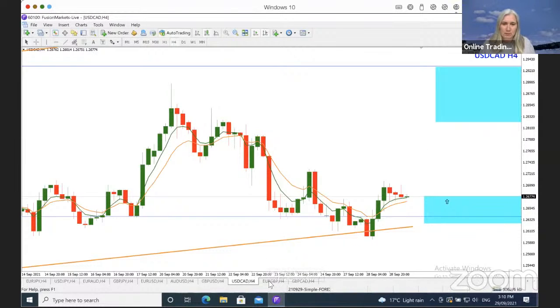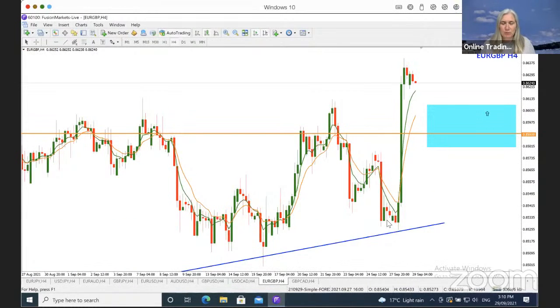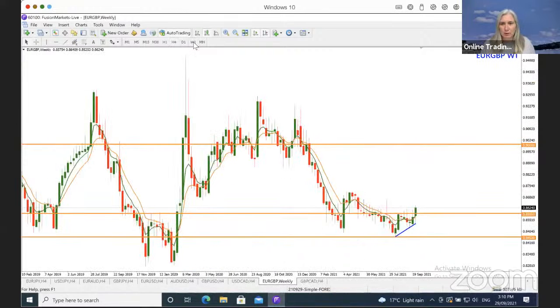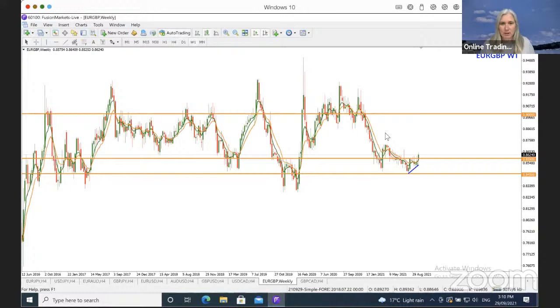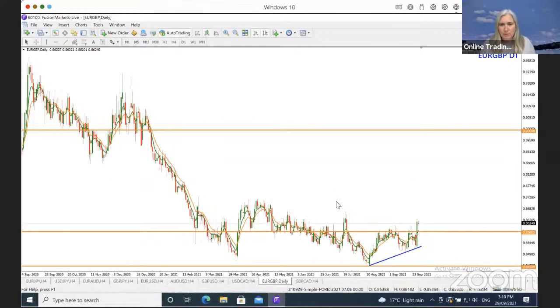Next currency pair I'm looking at is Euro GBP, and Euro GBP I'm looking for long. This is also in a bit of a ranging market. It has come all the way to the bottom here, so looking for a reversal. At the moment, we had a reversal of the bottom, so now looking at a reversal of the top once it breaks through that price action that's going sideways.